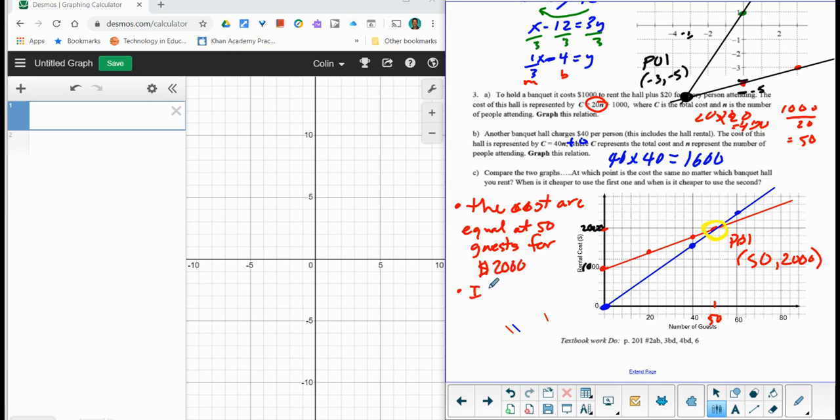If less than 50 people, go with option A.